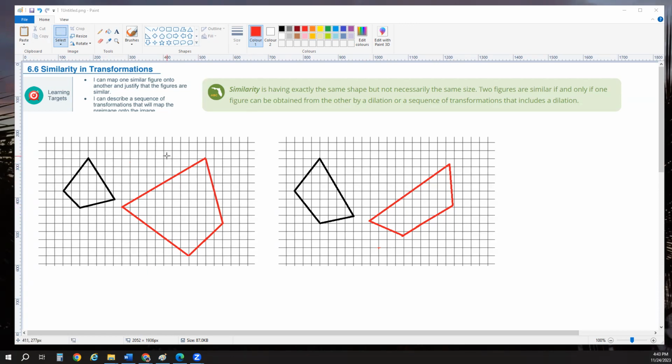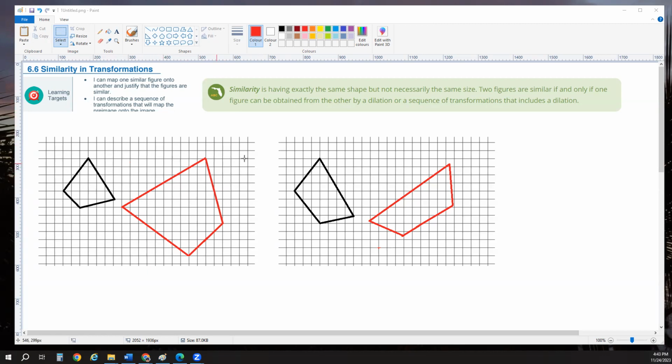They underwent a dilation. By the way, two figures are similar if and only if one underwent a dilation during the sequence of transformations. The line segment distances are not going to be preserved, but the measures of the angles will be the same. So they won't be congruent, but they'll be similar.